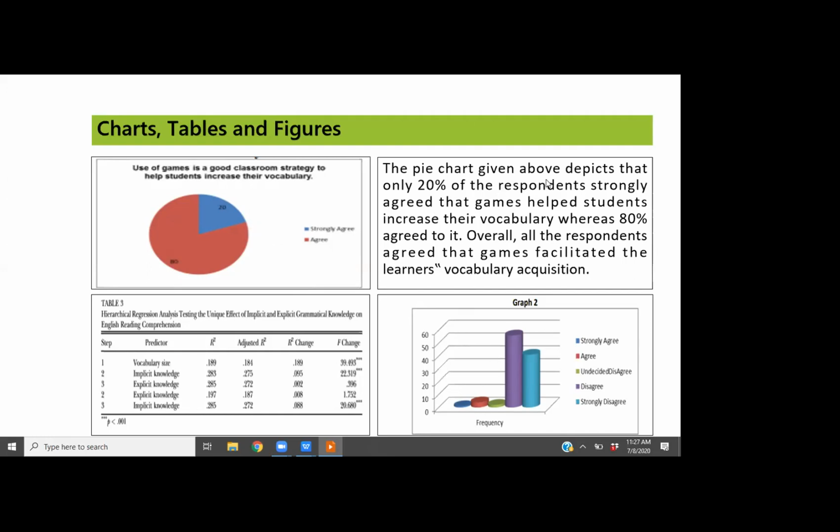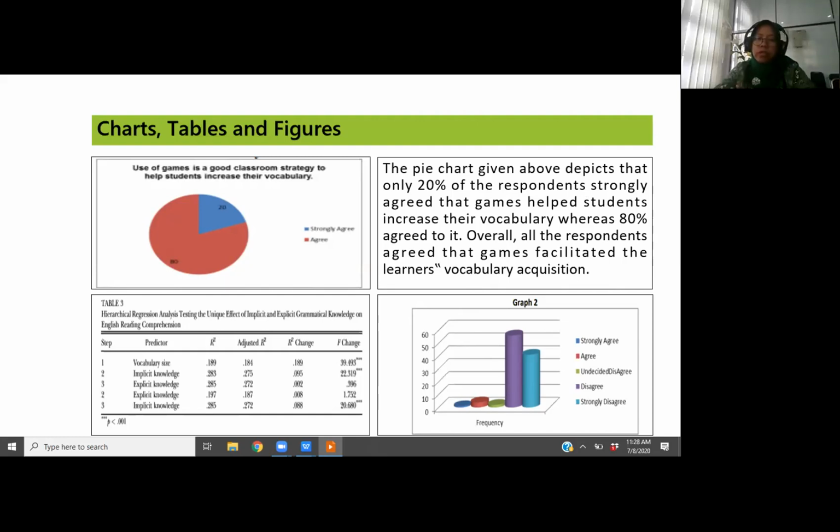The pie chart given above. So here we have the tense, depicts, only. But for the result, you use the past tense: agreed, and then all the respondents agreed that it could facilitate the learner. So for the result, we use past tense, but to refer to the table or the chart, we use the present tense.